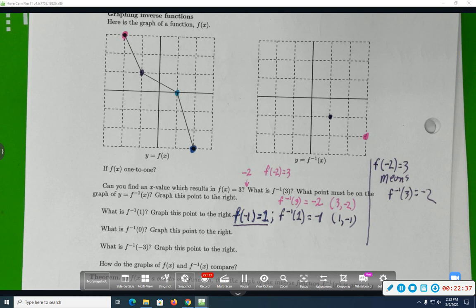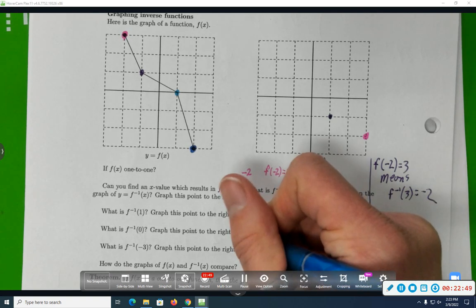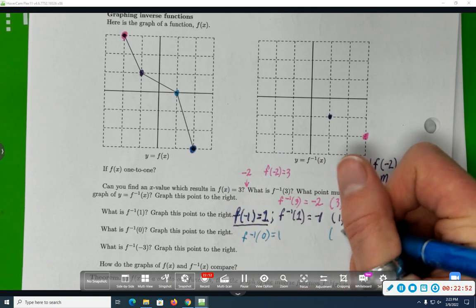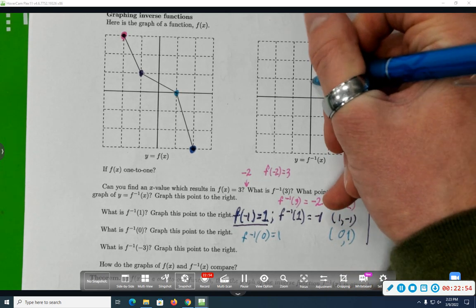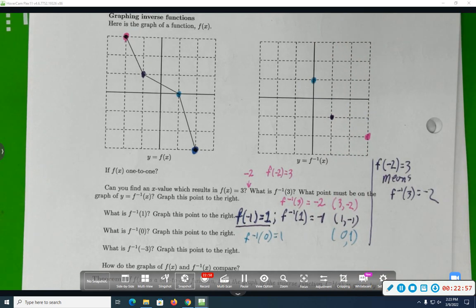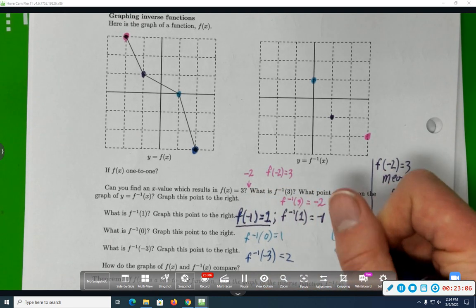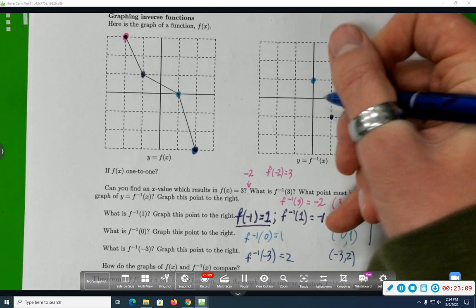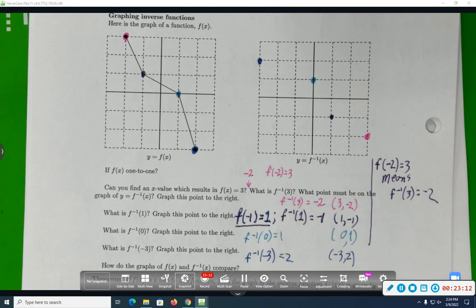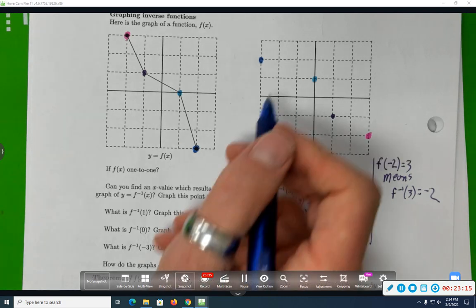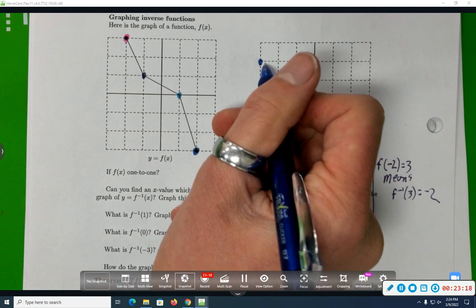So if I look at this, tell me, what is f inverse of 0? Are you all saying 1? Is that right? Nice. So maybe you see the pattern here. F inverse of 0 equals 1. So that tells you (0, 1) is on the graph of the inverse. And finally, what's f inverse of negative 3? Positive 2. So (negative 3, 2) is on the graph of the inverse. And now, if you look at this graph, it's all piecewise linear, so the inverse will be too.